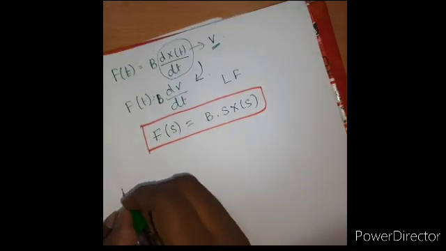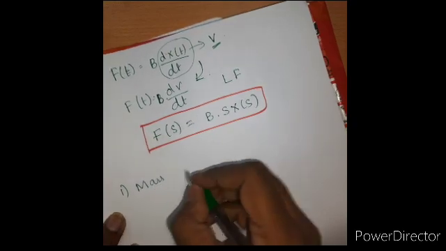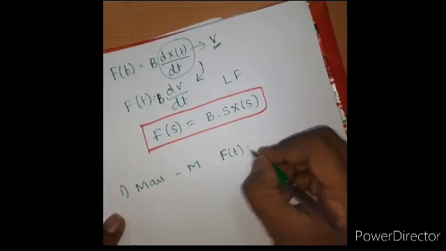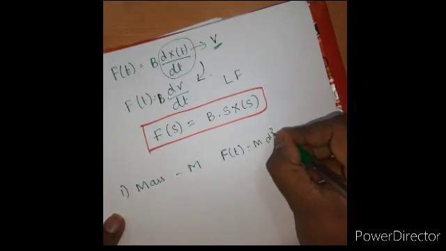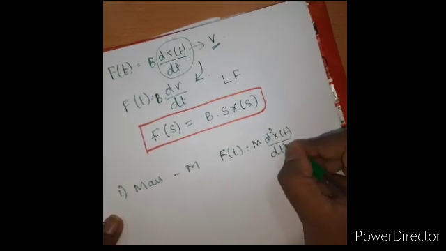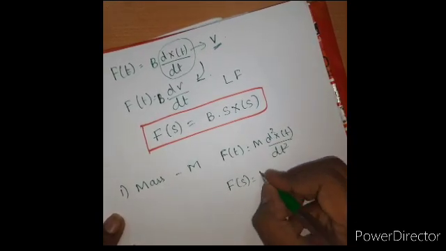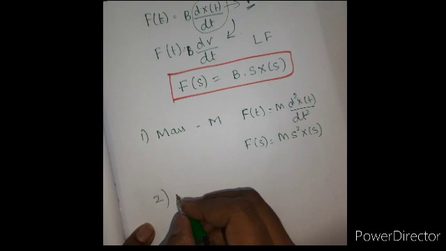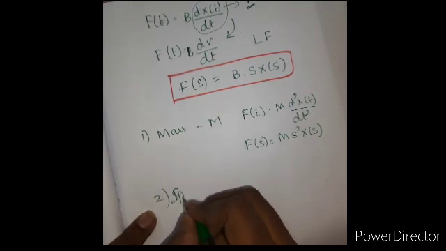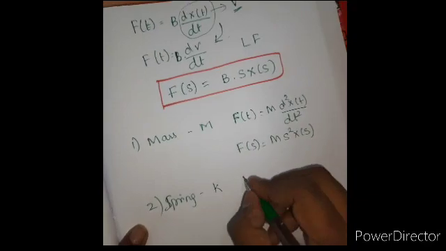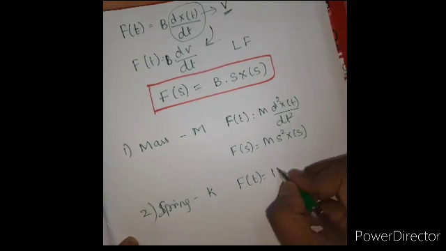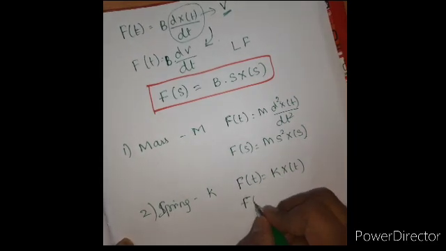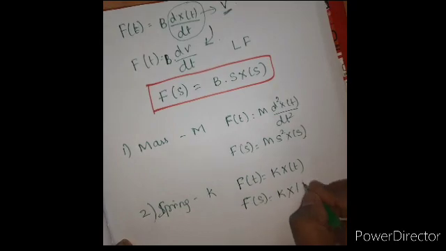So we'll summarize. First one, mass m, mass is represented as m, and f of t is equal to m into d square x of t by dt square, which is nothing but f of s is equal to m into s square x of s. Next, second one is your spring, represented as k. So f of t is equal to k into x of t, f of s is equal to k into x of s.